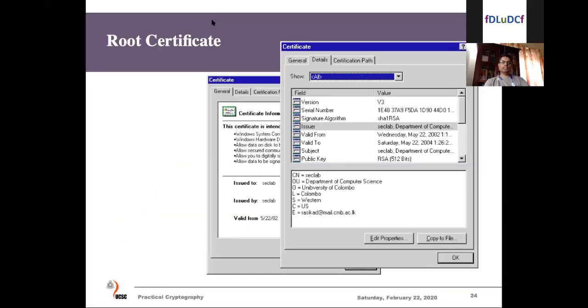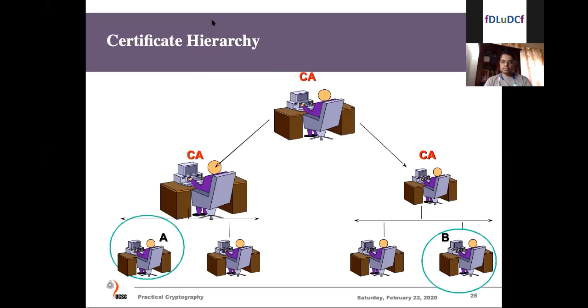So now, the root certificate. In practice, sometimes we have a public key certification infrastructure, or what we call PKI. PKI consists of not only a single CA, maybe multiple CAs. If you have multiple CAs in such an infrastructure, we call it a hierarchical certification infrastructure. Especially government organizations maintain such hierarchical certification infrastructure.